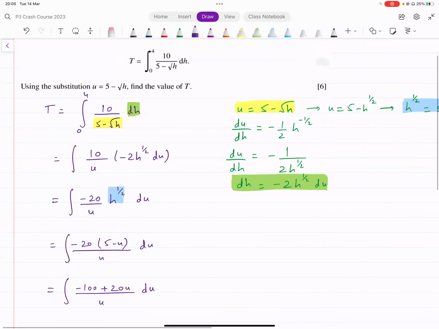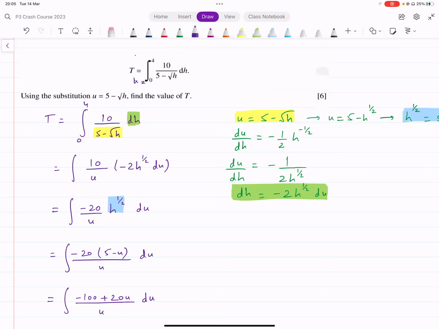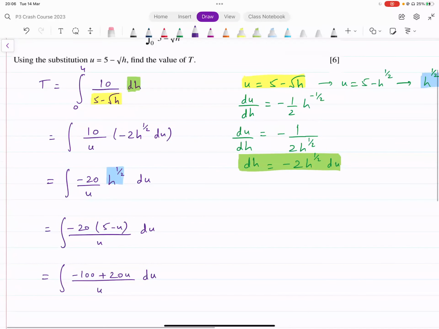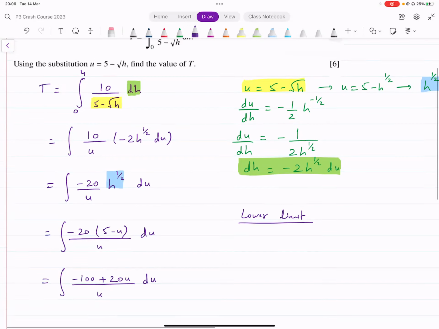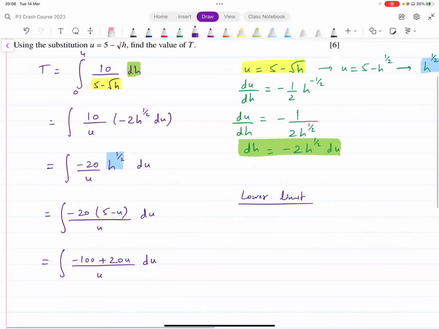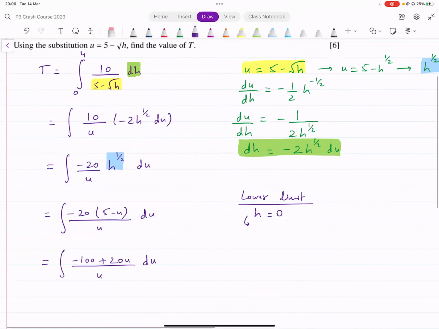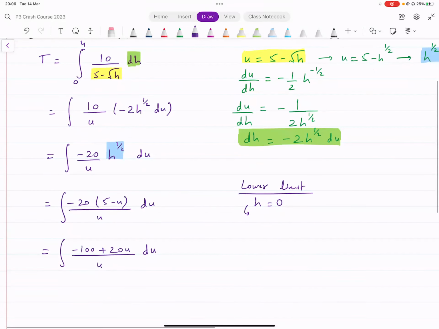Because the limits that we were originally given were supposed to be values of h. h equals 0 to h equals 4. They're the actual values. Now, what about the lower limit? Let's think about that. The lower limit here is 0. So the lower limit for h is 0. What about the corresponding value for u there? u would be equal to 5 minus square root of h. So that's 5 minus square root of 0. u turns out to be 5 from this.